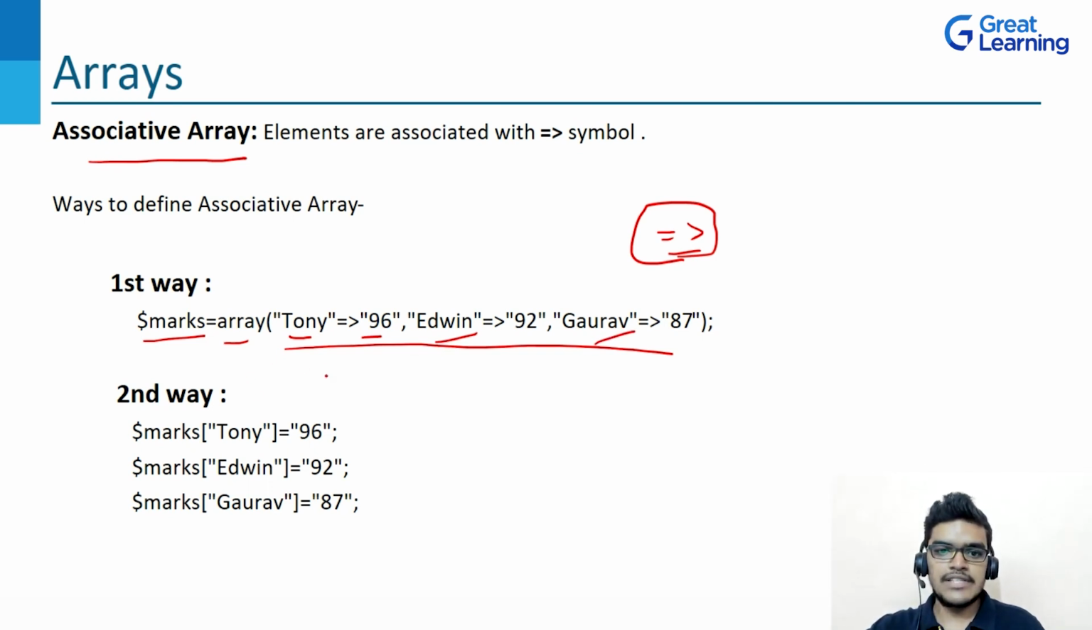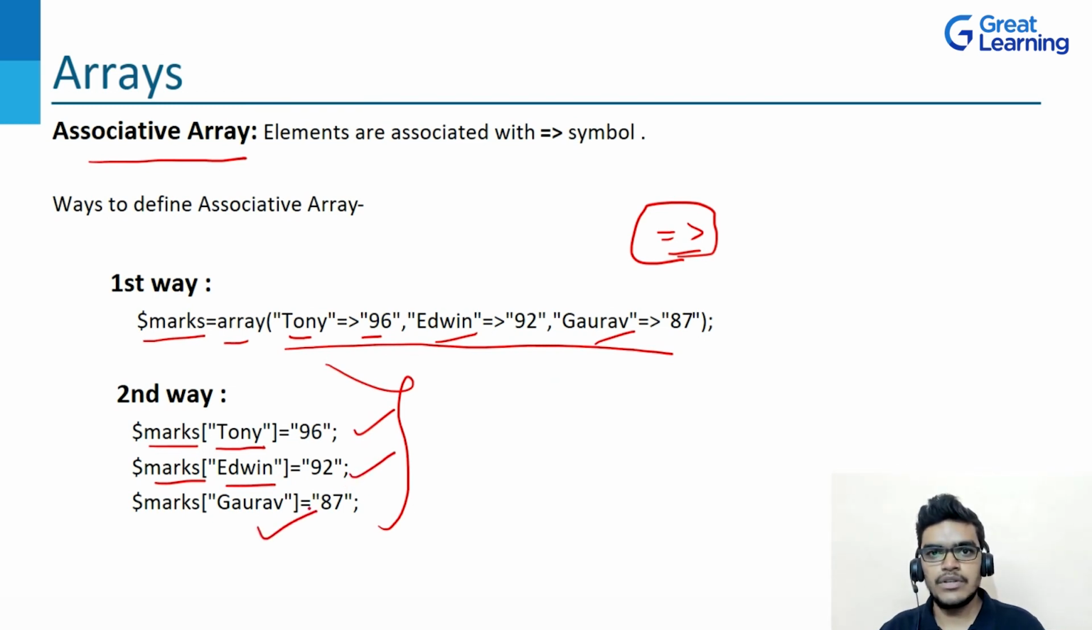Now moving to the second way, I will write the variable name and inside that once again I will give the key and I will assign the value to that key. So 96 is assigned. Similarly, once again I will write the variable name, another key, admin, and then a value is assigned to this. Similarly for Gaurav also. So this was the basic idea about associative array. Now let's see the practical example.